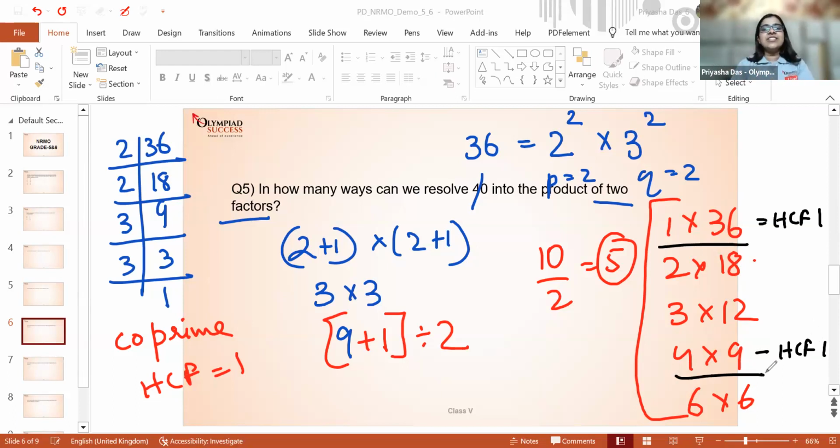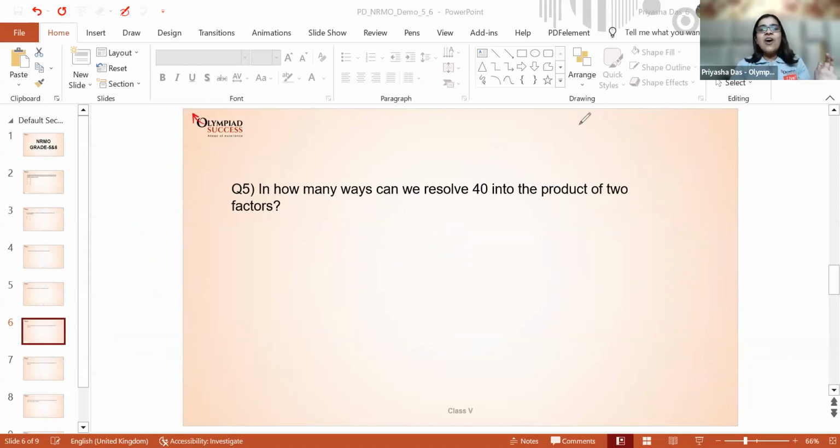So for this, now we come to the end of the demo with one last question. How was the class? You can let me know in the chat box. Thank you for the heart. Thanks, Lokesh. Yes, Ara, 4 by 9 and 1 by 36 are 2 co-prime pairs here. All right, Lokesh found it really great.